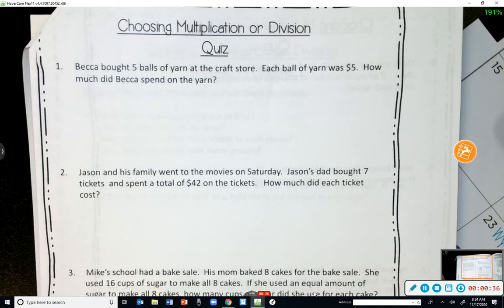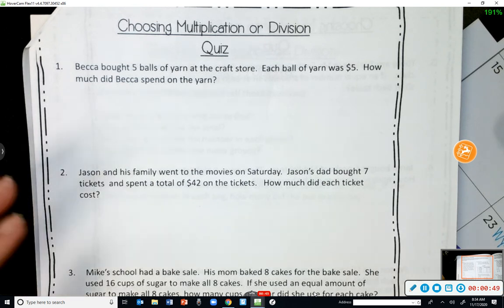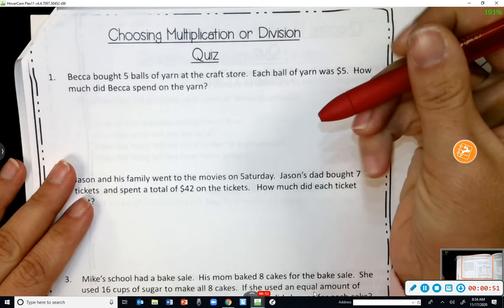So number 1 says, Becca bought 5 balls of yarn at the craft store. Each ball of yarn was $5. How much did Becca spend on the yarn? Okay, so let's review real quickly from yesterday.